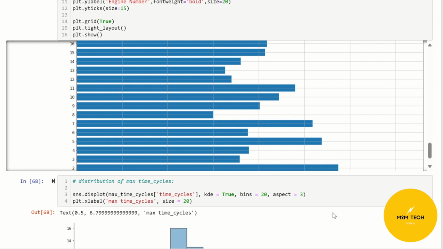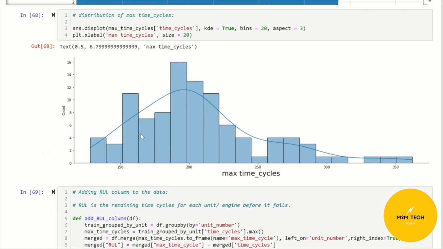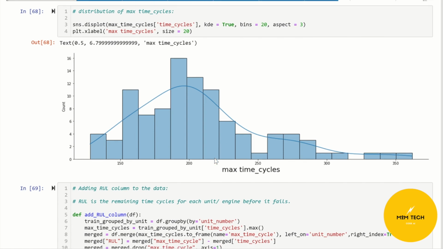And then this visualization here shows the distribution of the maximum time cycles of the engines. So we clearly see that there are some engines that ran for 350, 360 time cycles, but the majority of the engines have run for somewhere between 180 to 220 time cycles before they break down.